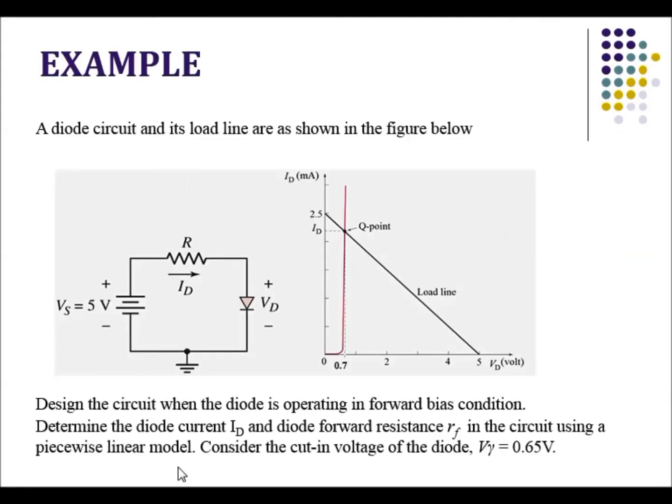For this example, the question gives you the load line and you are given the circuit. You are asked to design, which means you are asked to find what R is. The diode is operating in forward bias condition, so you are asked to determine the diode current ID and RF. Using the piecewise linear model, consider the cut-in voltage of the diode V gamma is 0.65 volt. The question asks you to find RF, which means you are going to use model 3.